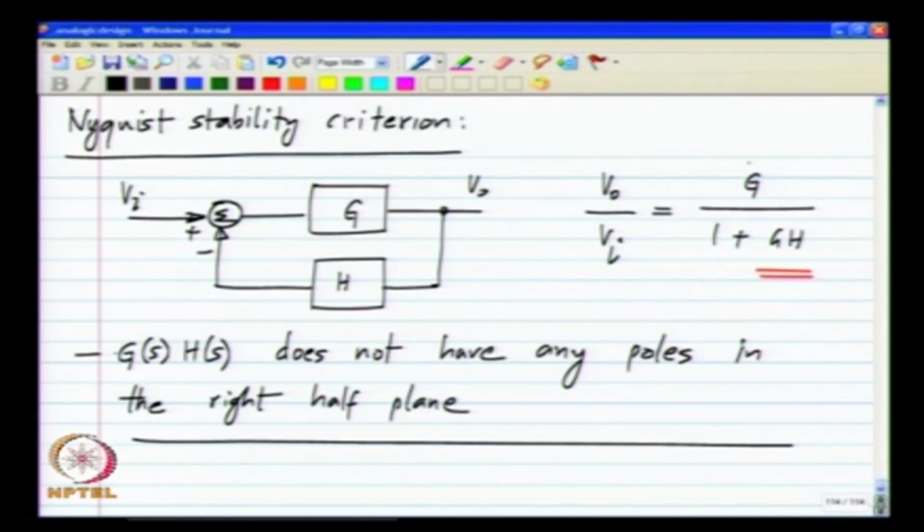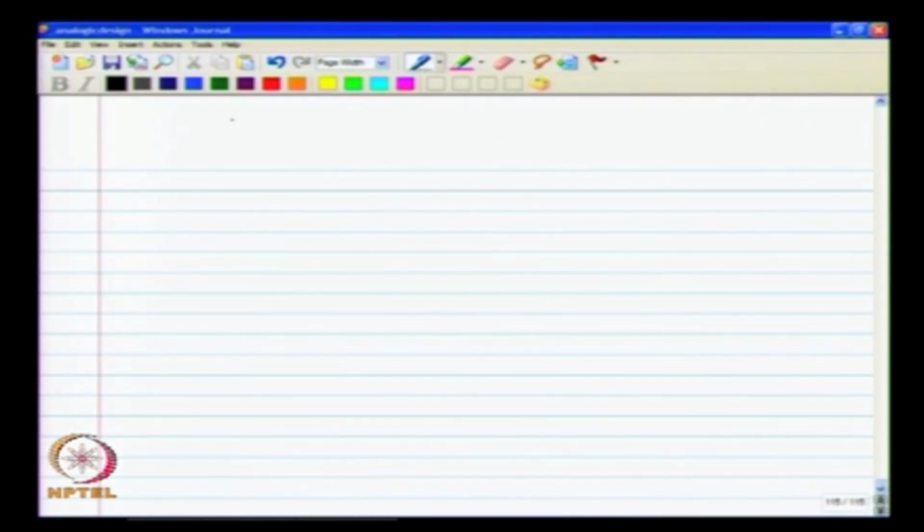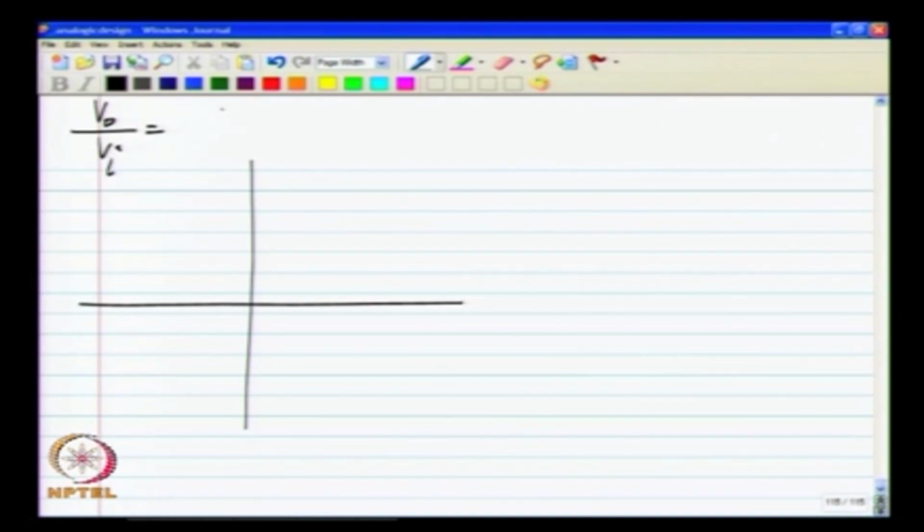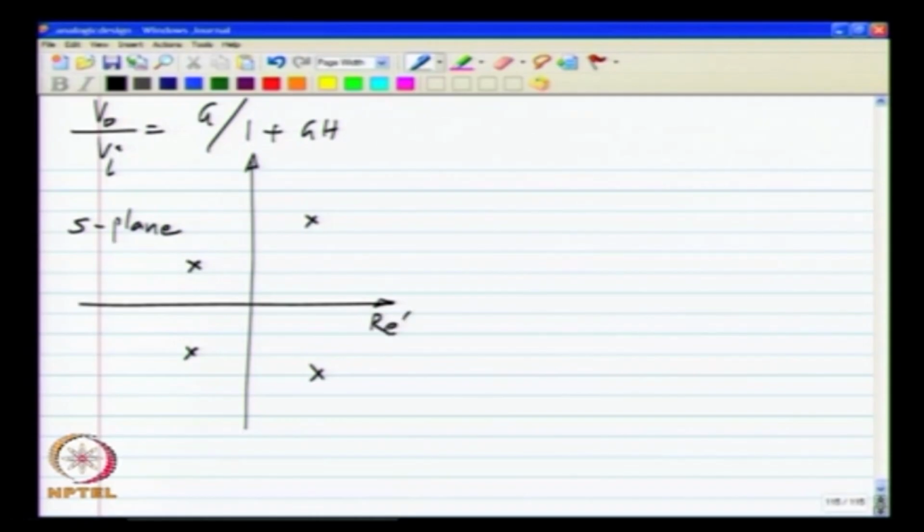So, given that, what we can say is, so we know that V naught by V I is G by 1 plus G H, where everything is a function of S and this is the S plane. Okay. And there will be some poles which could be in the left half plane or the right half plane, we do not know yet, and this is what we would like to avoid evaluating directly. Okay. This is the real part of S and that is the imaginary part of S.